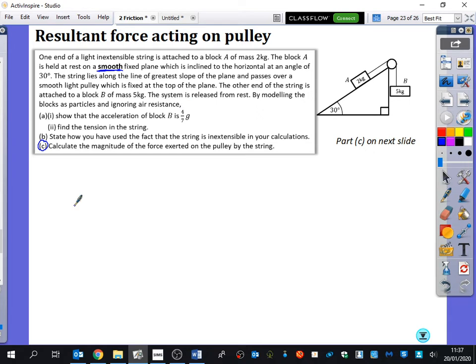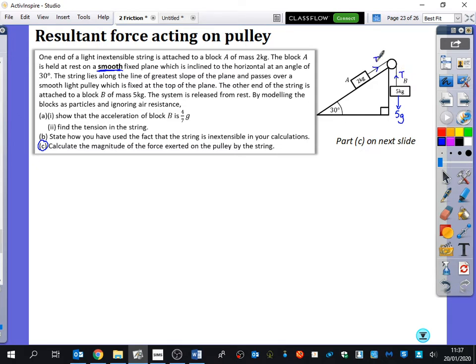Show the acceleration of the block B is 4/7 g and find the tension in the string. Okay, so they've told us there's something slightly different here. It's a smooth slope. We can still add in the same forces. Imagining your particle B, there is weight and there is tension.